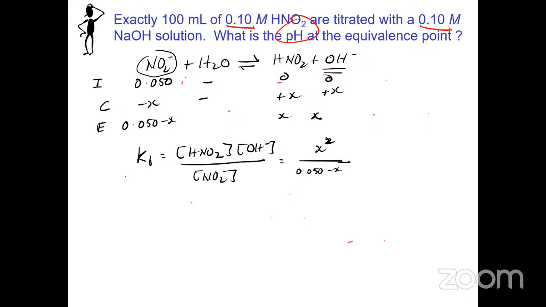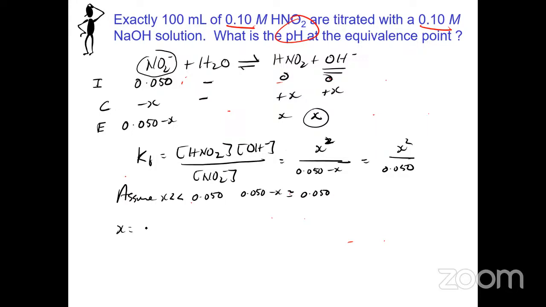We make an assumption or an approximation, right? So what would be the assumption? We assume that x is very small compared to 0.050, which means that 0.050 minus x would be approximately 0.050. So this simplifies to x squared over 0.050. The aim is to determine x, because once we determine x, we can determine the OH minus, and therefore the pH. So x in this case would be equal to the square root of Kb times 0.050.